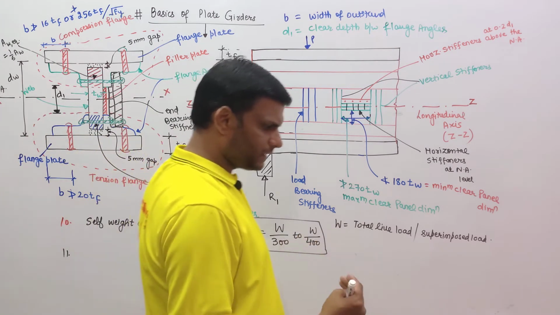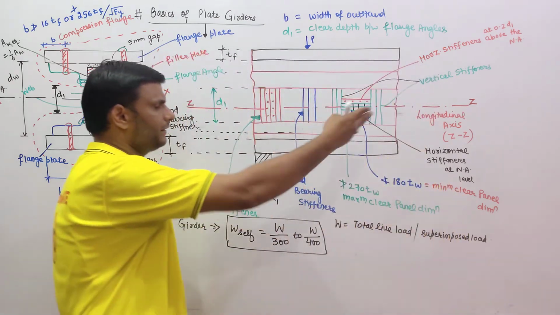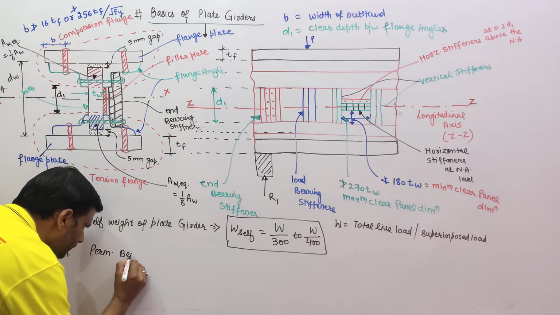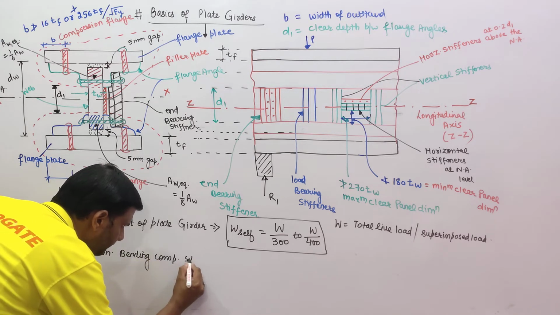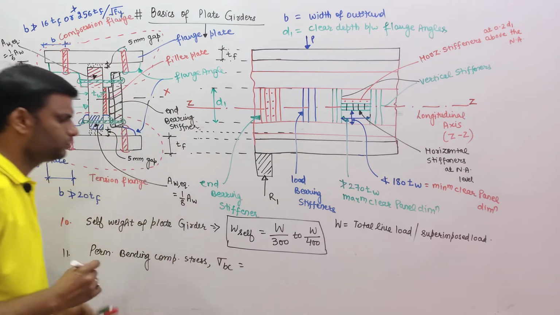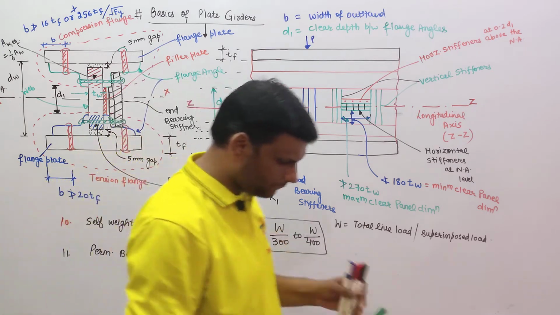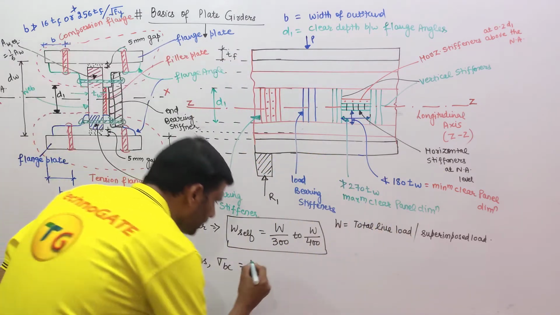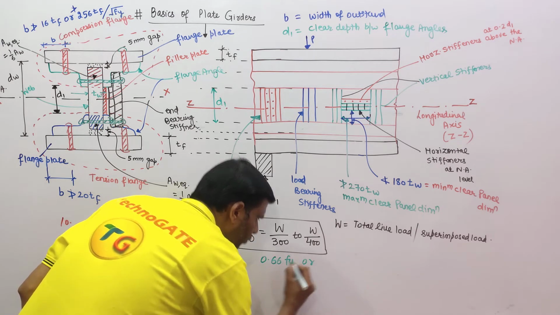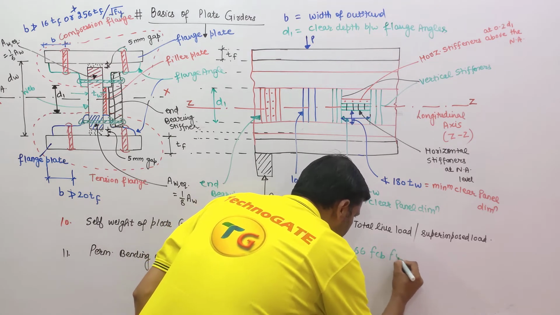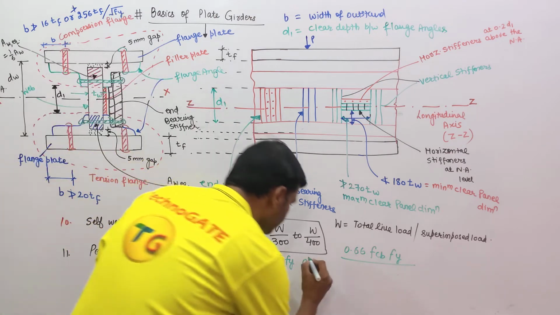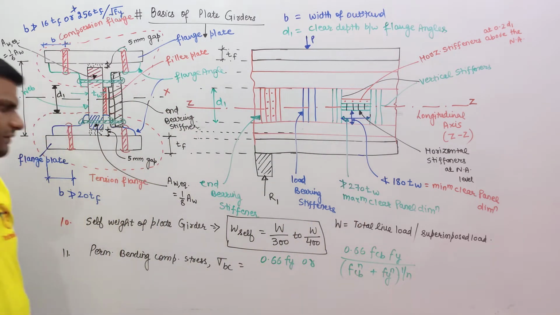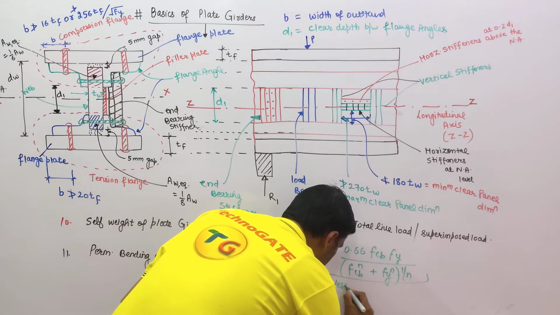Now the permissible bending compressive stress. Since there are no chances of buckling, because we have applied all kinds of stiffeners, permissible bending compressive stress, sigma BC, is equal to 0.66 Fy or 0.66 FCB Fy whole divided by FCB to the power n plus Fy to the power n, whole to the power 1 by n, whichever is less, in working stress method.